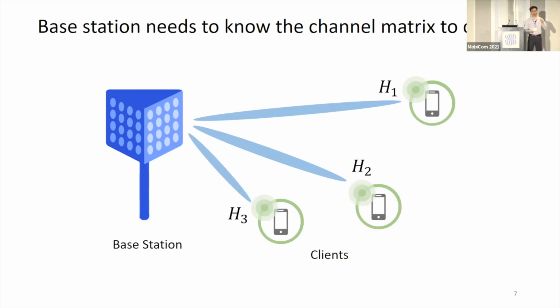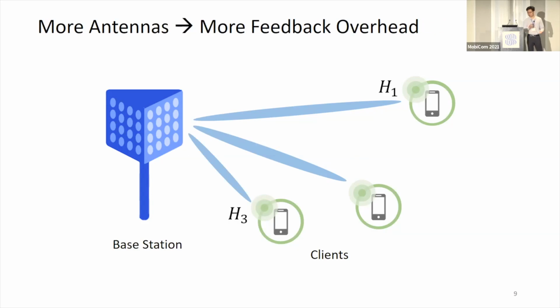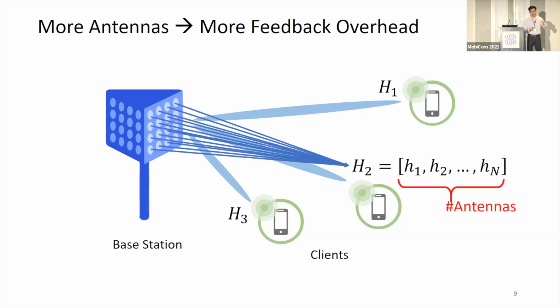These matrices can be measured locally at the client. The base station does not know this information yet, but it can get it from the clients. Clients will then send these measured channel matrices back to the base station as feedback. But this process is wasting time and resources. If we look into these channel matrices in detail, you will find that the base station needs channel values from each of its antennas to the clients. So this means that the data you send as feedback increases linearly with the number of antennas at the base station.